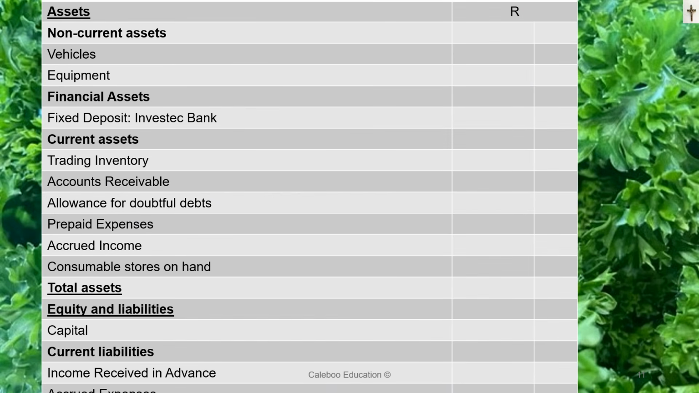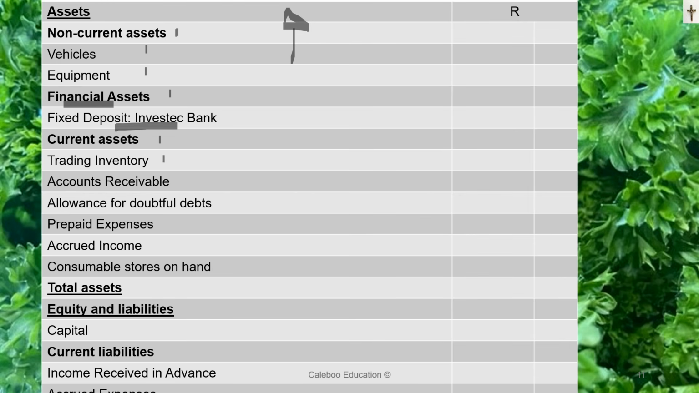Now I went and filled out the template. There's a heading above here. This is the statement of financial position, and I've gone and put in there the non-current assets. I saw there were vehicles and equipment. There is a financial asset. It has its own section, the fixed deposit, and then there are current assets.